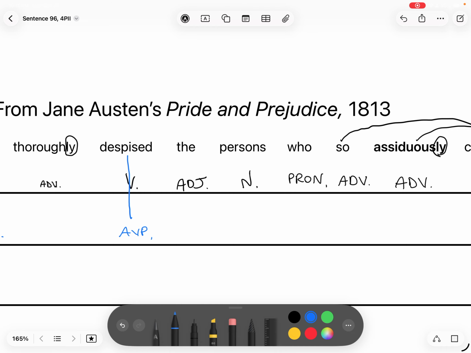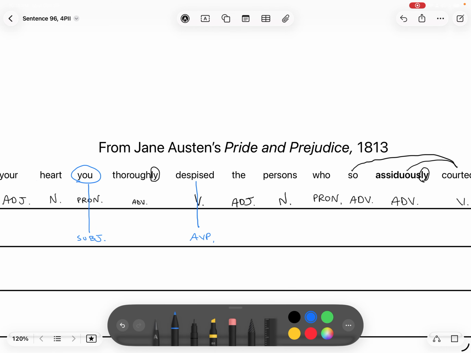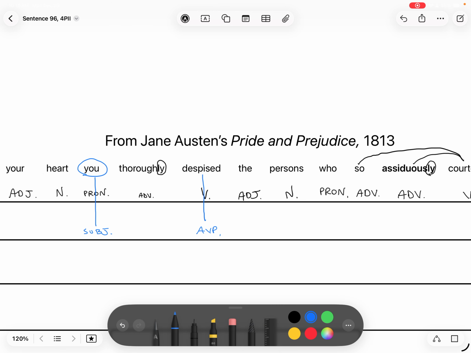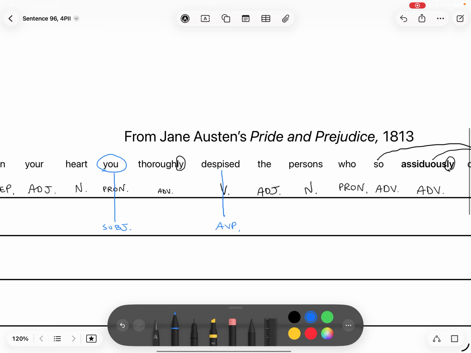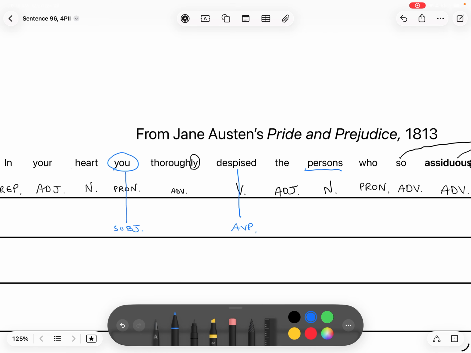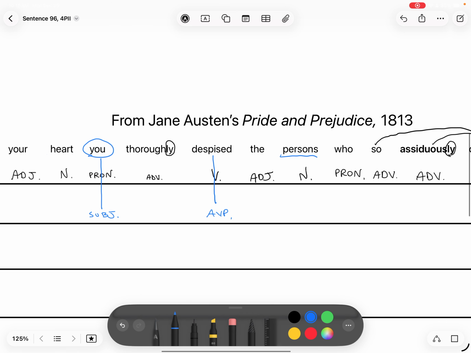Now, we're going to go ahead and search for a direct object, or DO. The direct object, as I mentioned earlier, is usually the recipient or the object of the action being taken by the subject. It's usually going to be a noun or a pronoun in some cases. So our next noun is persons here. We're going to check this and see if it makes any sense. So we would have you despised persons: subject, predicate, DO. This seems to make sense. The despising was done on the persons. You despised the persons. So it makes sense that persons would be the direct object.